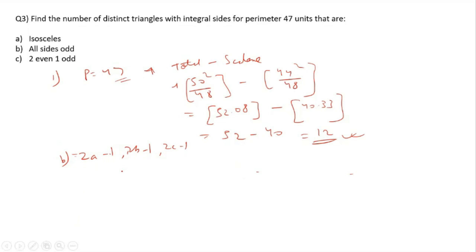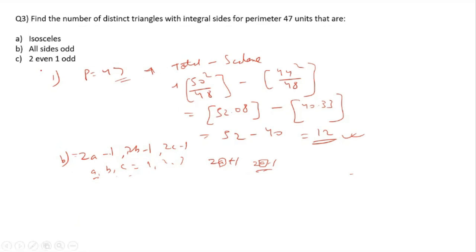Now a good question would be, why not 2a plus 1, 2b plus 1, 2c plus 1? Even those would be odd, right? But we are not taking that. Why? Because we want a, b, and c to start from values of 1, 2, 3 onwards. If I take 2a plus 1, I will be starting a from 0 essentially. I want to start a, b, and c from 1, 2, 3, etc., not from 0. So that's why 2a minus 1 works, because here you will be starting from 1.